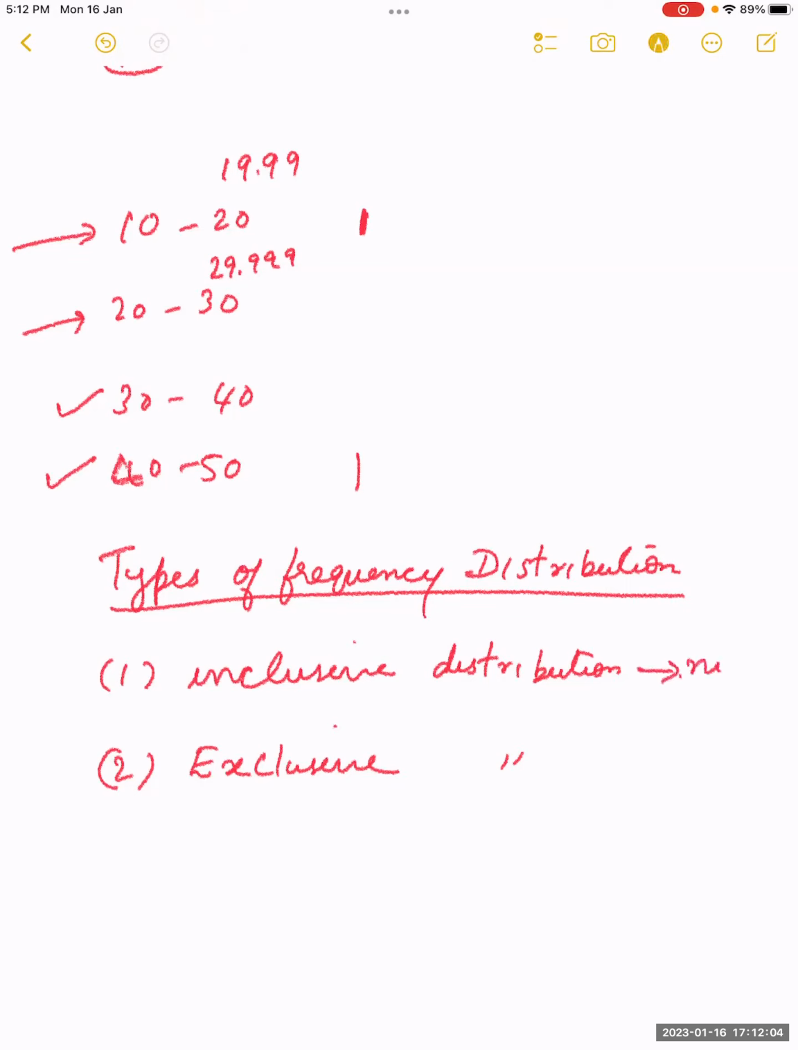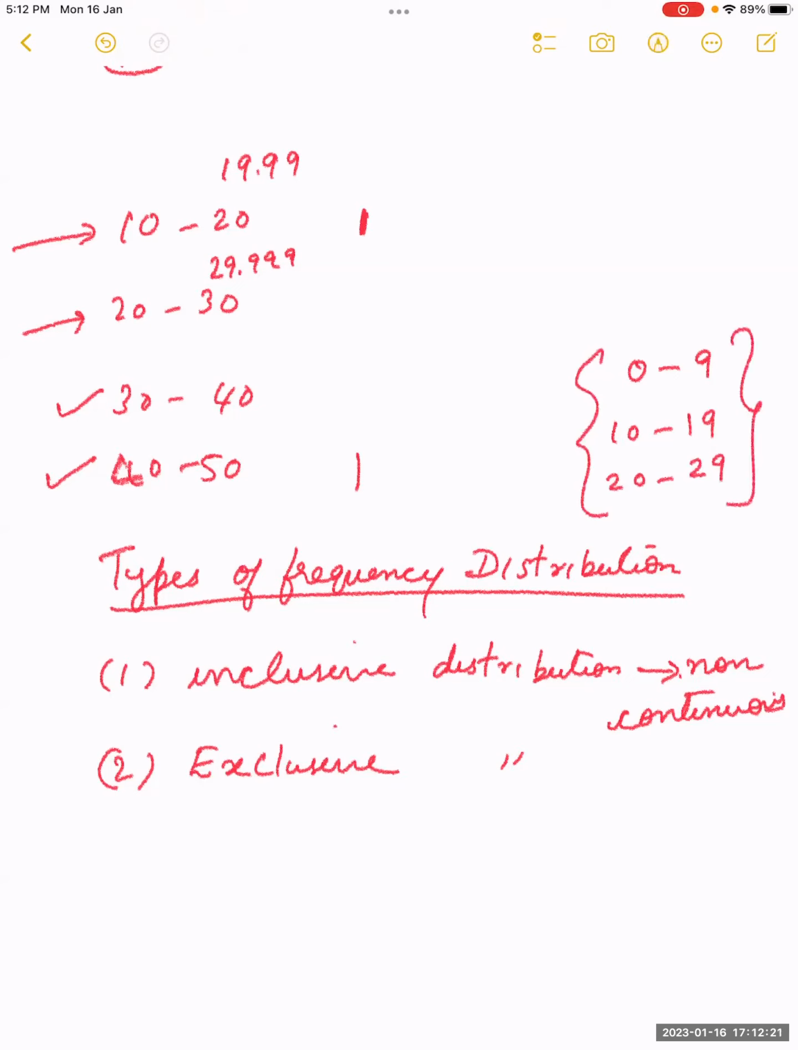Inclusive means you just think of it as non-continuous. Non-continuous means your class interval is going to be 0 to 9, 10 to 19, 20 to 29, like that. This is how an inclusive distribution looks. The definition here is that the upper limit of one class does not coincide with the lower limit of the next class. Got it?